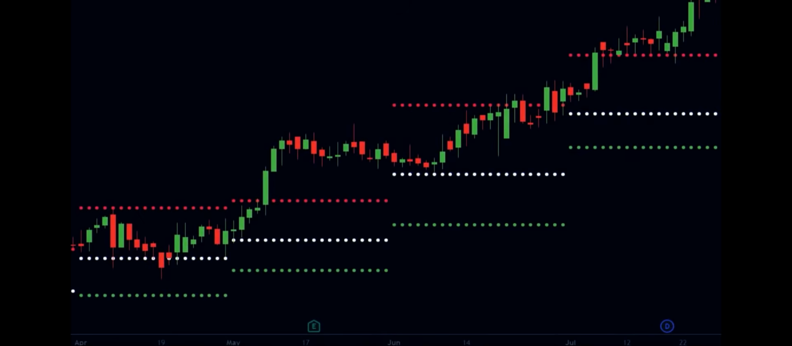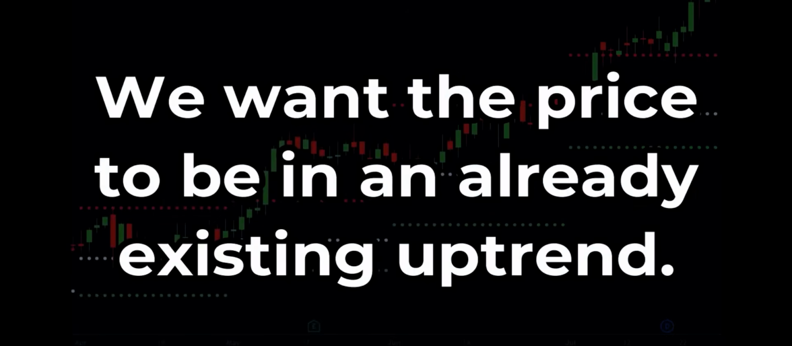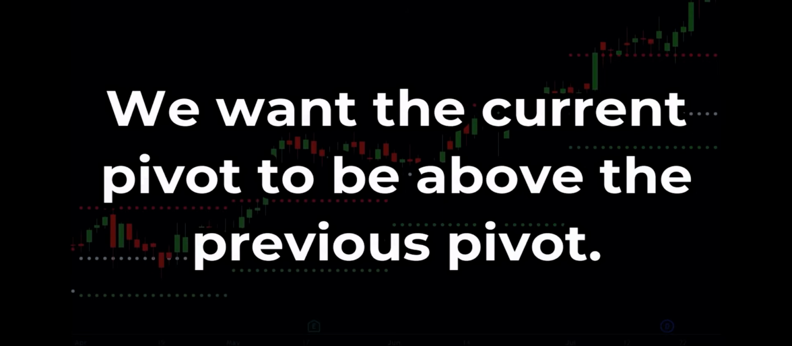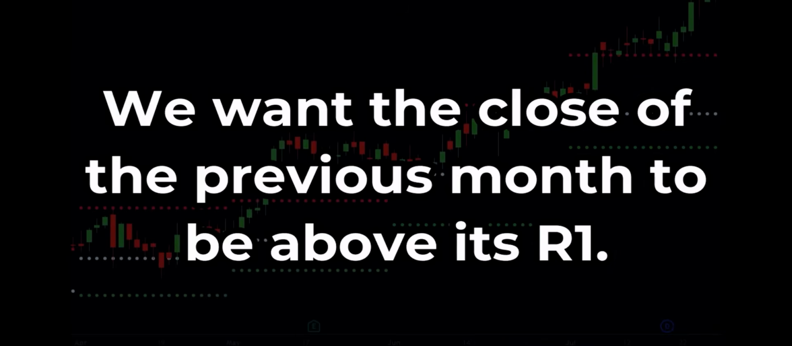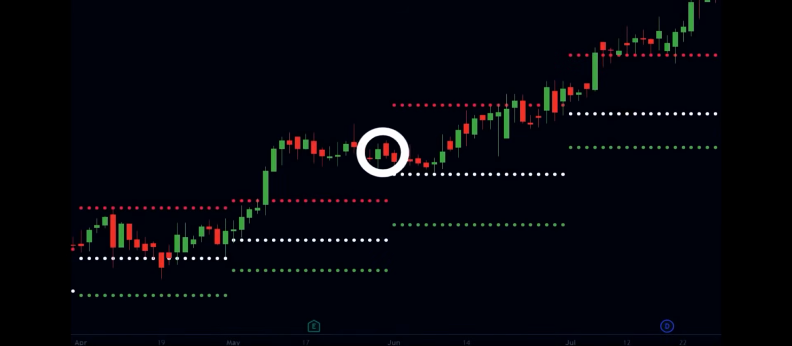To initiate a buy trade, we want the price to be in an existing uptrend. So first, we want the current pivot to be above the previous month's pivot. Here, by pivot, I mean the central pivot. On this chart, we can clearly see that the current month pivot is above the previous month pivot. Secondly, we want the close of the previous month to be above its R1. When the price closes above its R1, it indicates that there was a bullish pressure on the stock that enabled it to close above its R1.